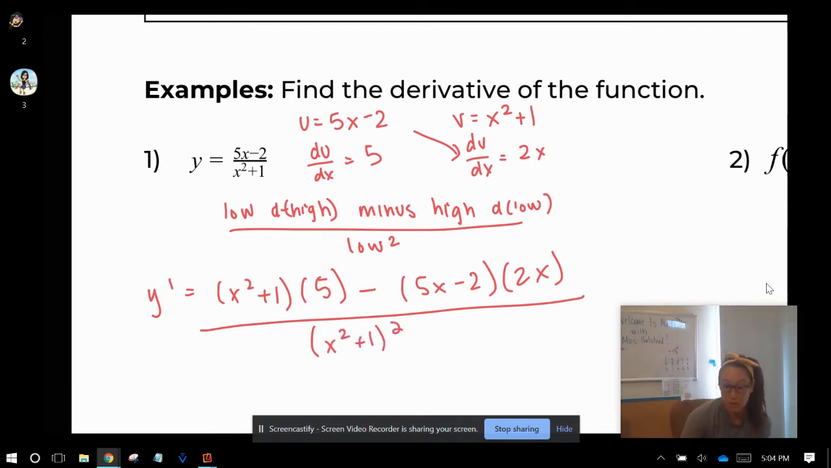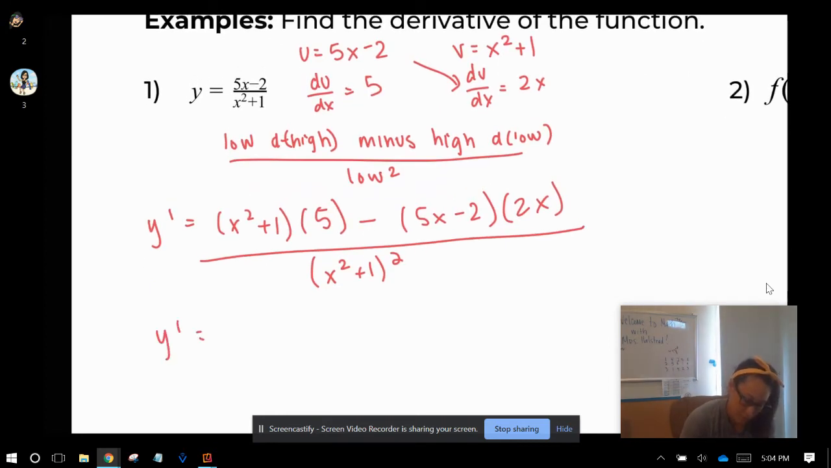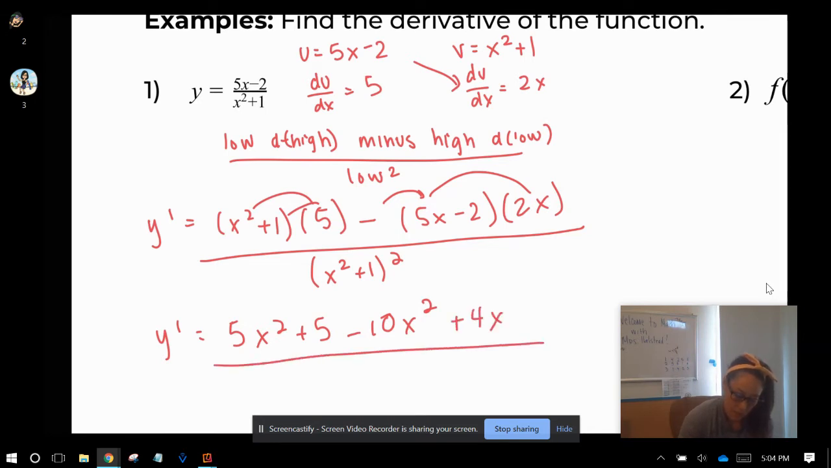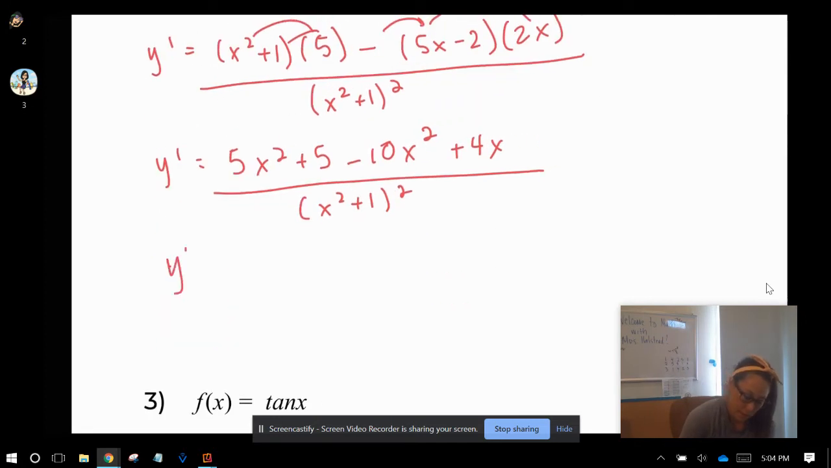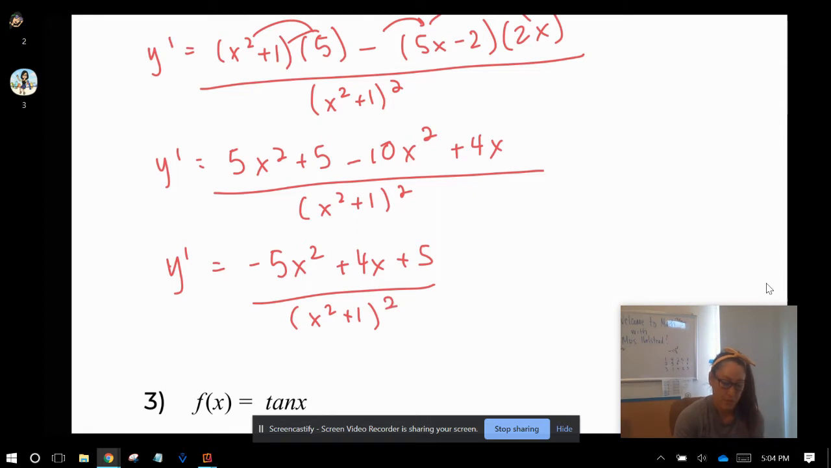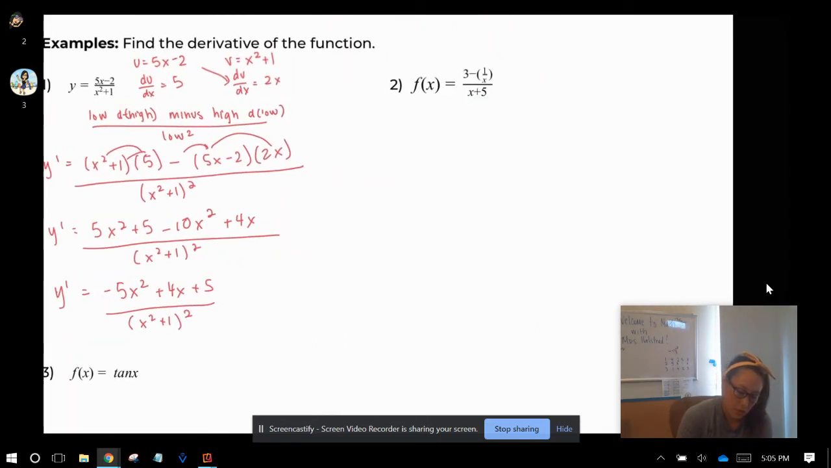I wrote something down wrong on my notes. It's all good. All right, so y prime is equal to 5x squared plus 5 minus 10x squared. The negative times the negative is going to give me a positive 4x, all over x squared plus 1 squared. Combine our terms, we get negative 5x squared plus 4x plus 5 all over x squared plus 1 squared. All right, let's move on to the next one. You try.